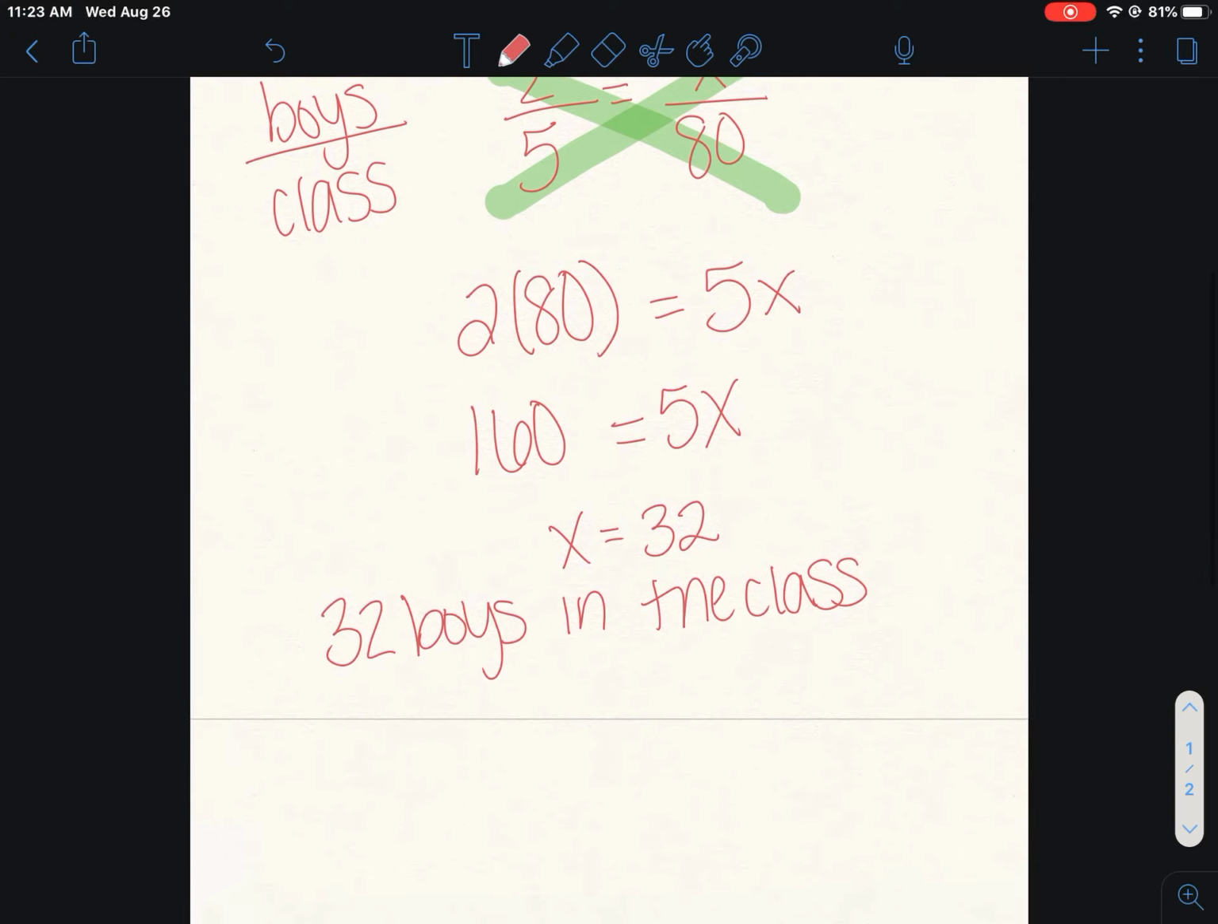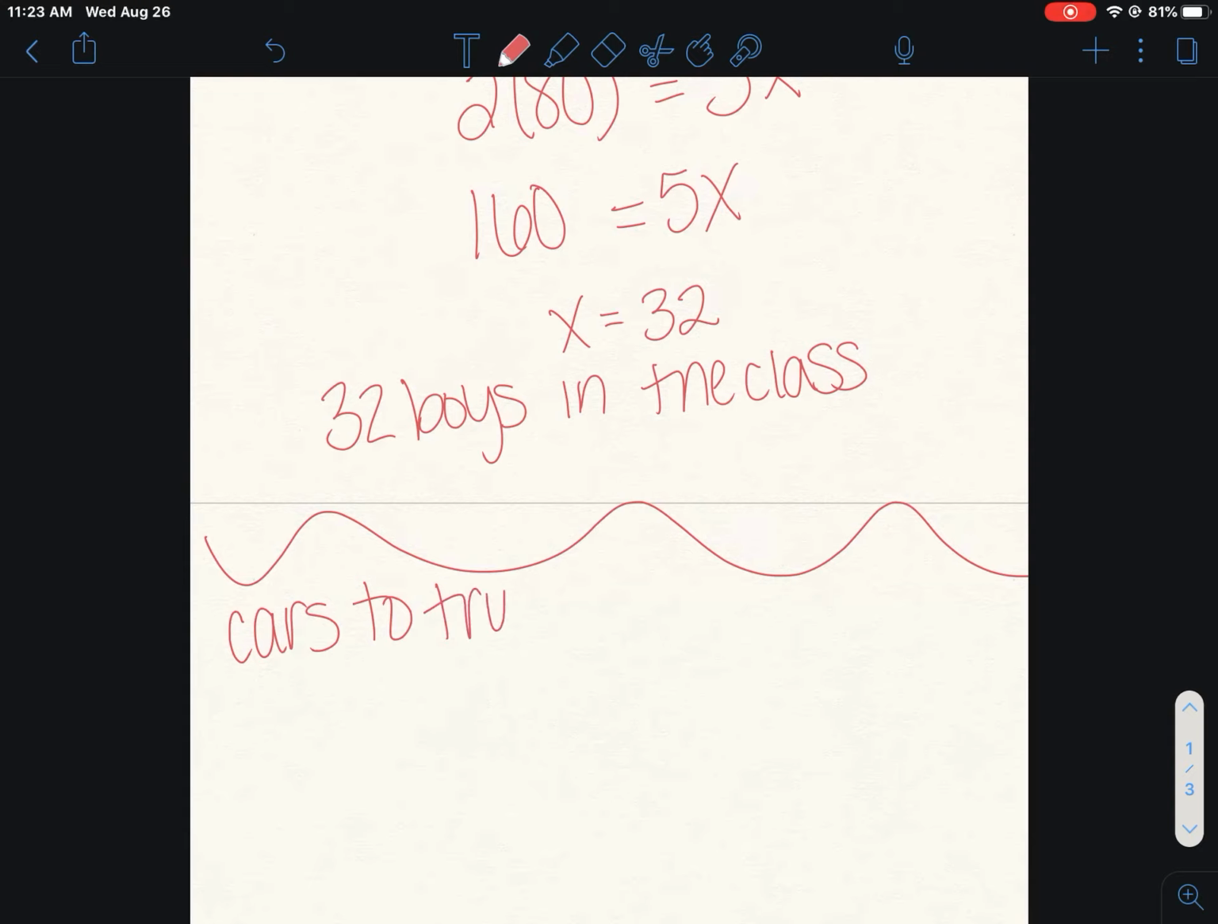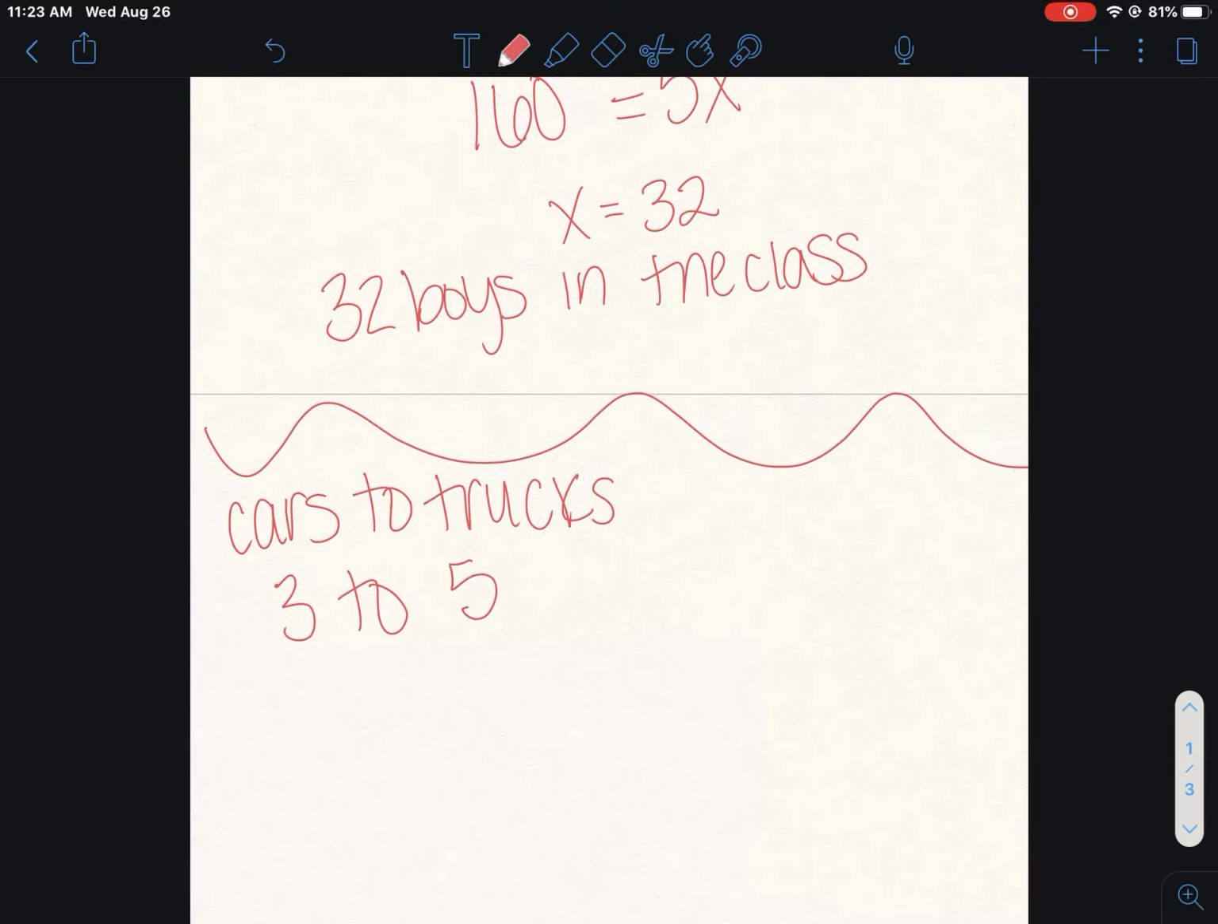Okay, and then the other one that we kind of struggled with was: the ratio of cars to trucks in a parking lot is 3 to 5. If there's 360 vehicles in the parking lot, how many are trucks? So there's 360 total, and how many trucks are there?